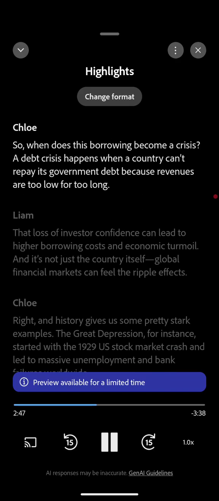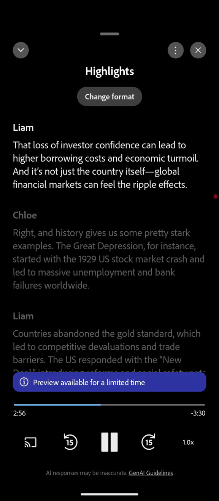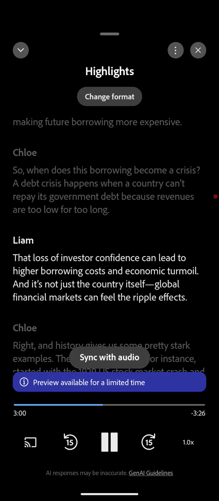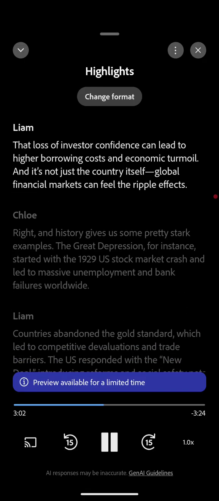So when does this borrowing become a crisis? A debt crisis happens when a country can't repay its government debt because revenues are too low for too long. That loss of investor confidence can lead to higher borrowing costs and economic turmoil. And it's not just the country itself. Global financial markets can feel the ripple effects.